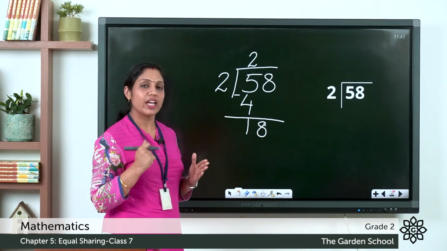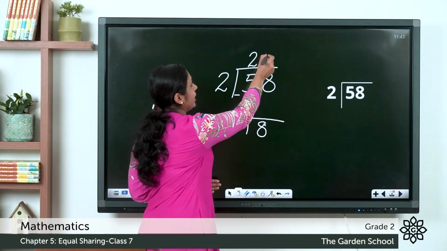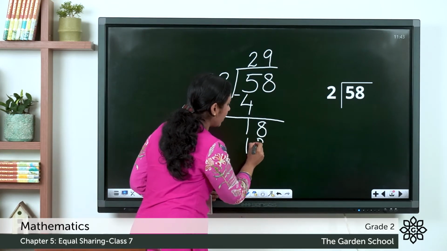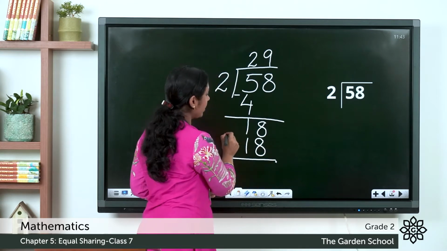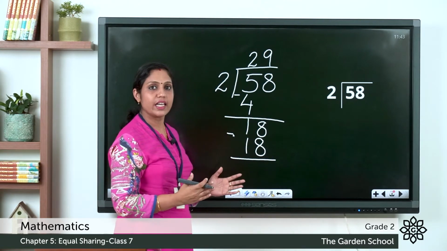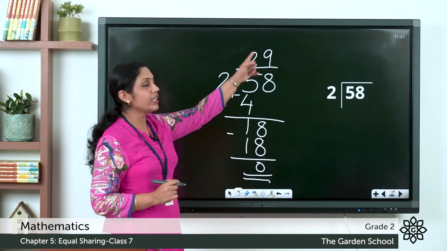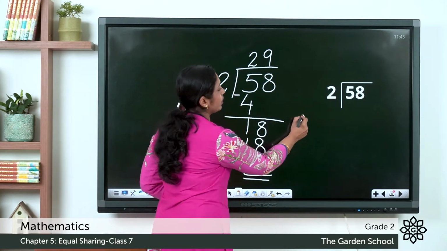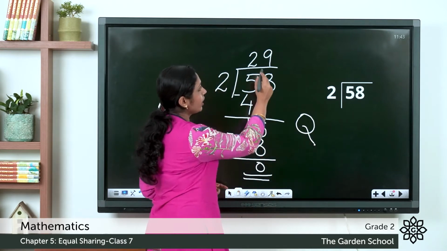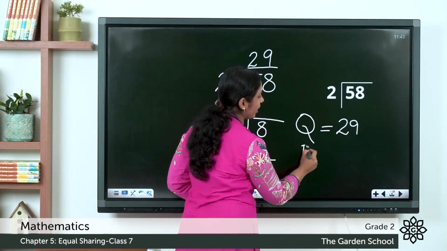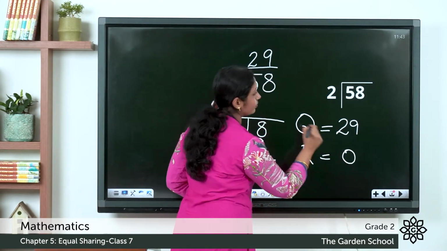So 2 nines. Where should we write the number? Write that number on top, and 18 we have to write under here. And then again subtract. 18 minus 18 is equal to 0. So what is the quotient? Quotient here, that is Q, the quotient is 29 and the remainder is 0.